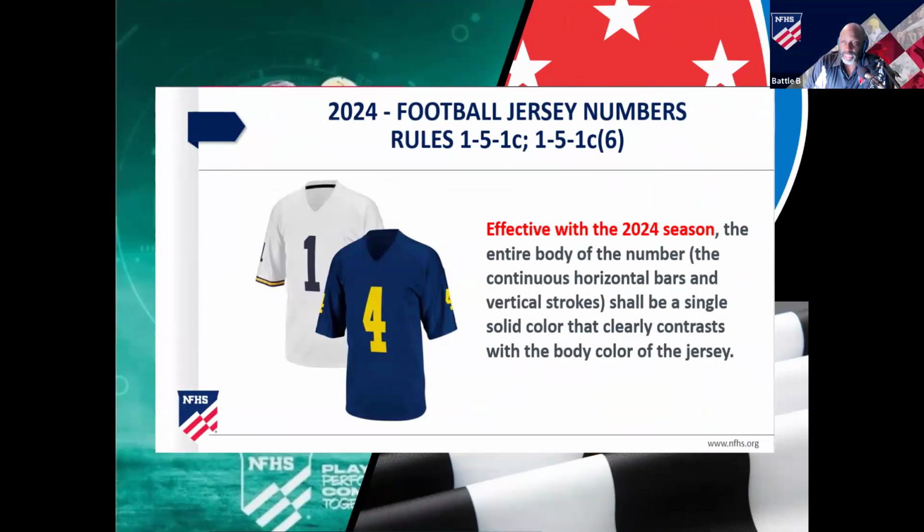So effective 2024, which is last year, the entire body of the number shall be a single solid color that clearly contrasts with the body color of the jersey. So obviously the home team wouldn't be able to wear number 1 because they can wear number 4, and the visiting team can wear number 1, but it has to clearly contrast the colors. Again, when they have those camouflage jerseys and those pink orange letters and you can barely read it, this is why in high school you can't do it. Youth gives you a great example why you can't do it.